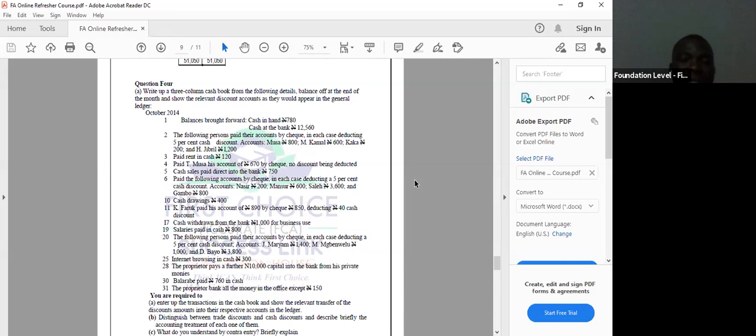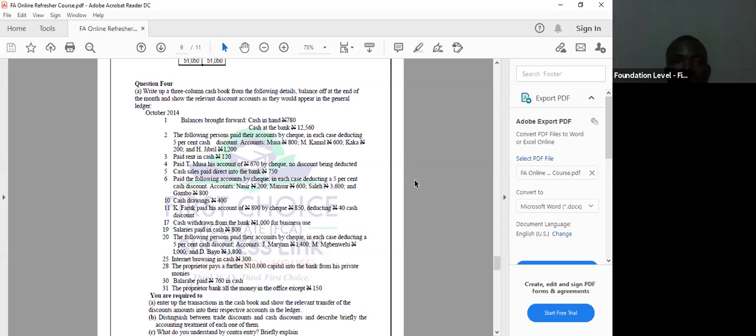There's another topic that talks about cash book, but our understanding of this question will help you understand how cash book works. The reason it's coming up here is that cash book is also referred to as a journal, a proper journal. That's why it's coming up under this topic.